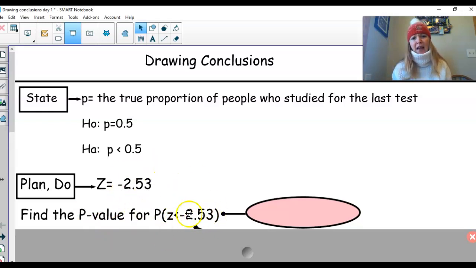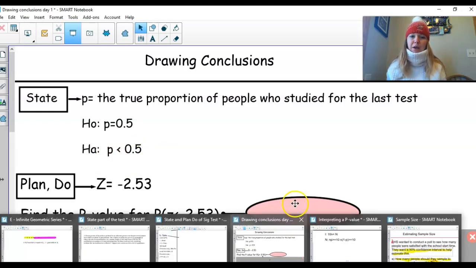Why did I write it like that? It's one way to write the notation. What is the probability, or the p-value, when z is less than negative 2.53? And why do I know that I'm using a less than? Well, in this case, my alternative hypothesis is less than. So that's how I know.